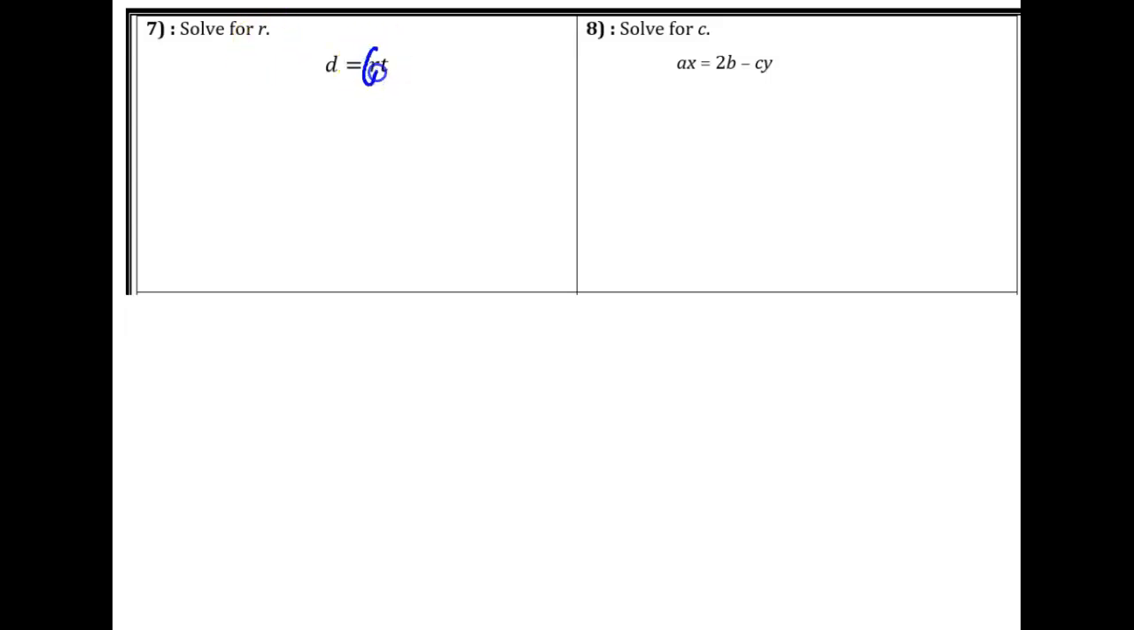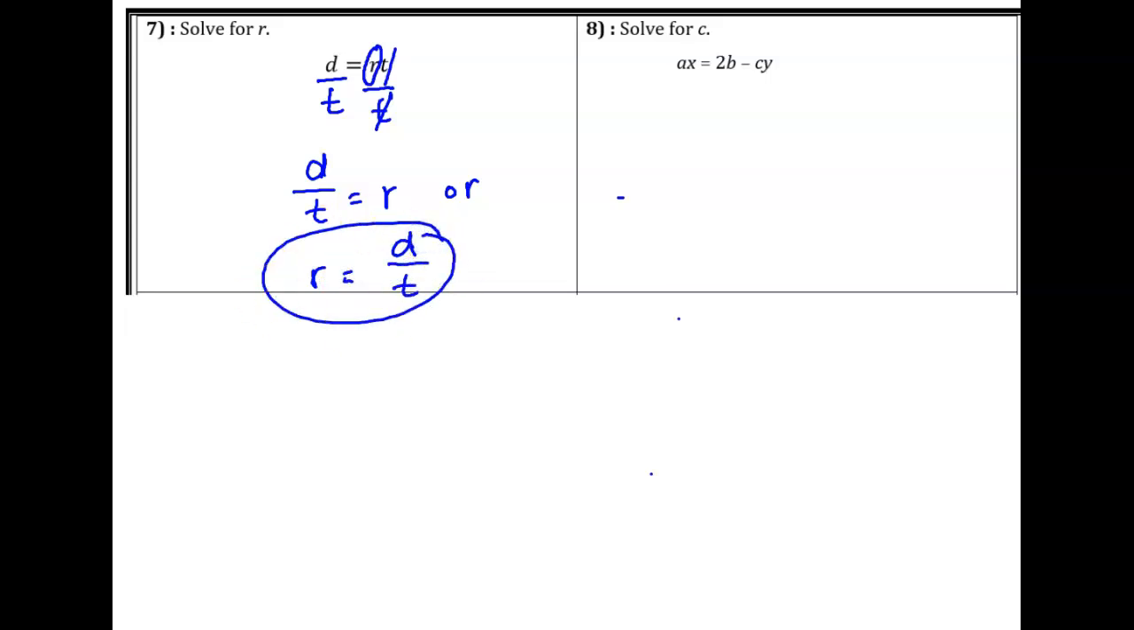You might want to always circle the variable you're solving for because that's the variable that you want to isolate. When you have r right next to t, that means you're multiplying. The inverse operation of multiplication is division, so I'm going to divide by t. Okay, t divided by t cancel out, and I'm left with d divided by t is equal to r, or rewrite this as r is equal to d divided by t. That would be our answer.